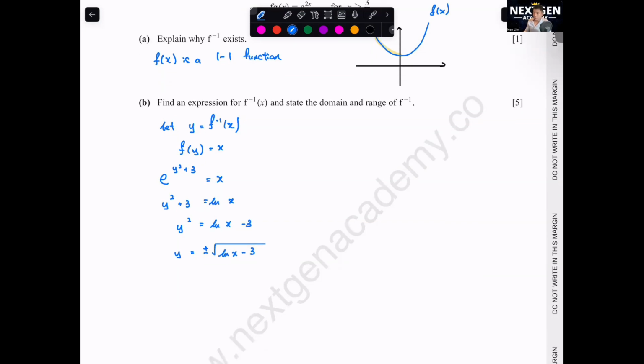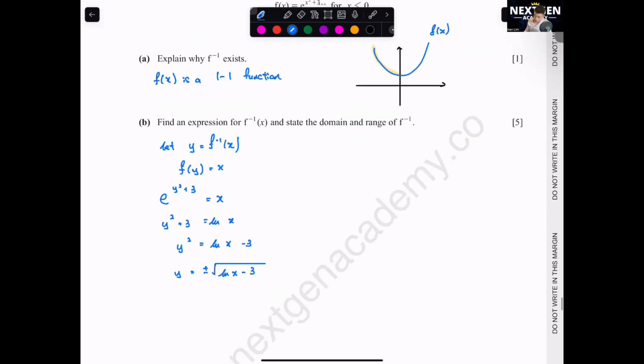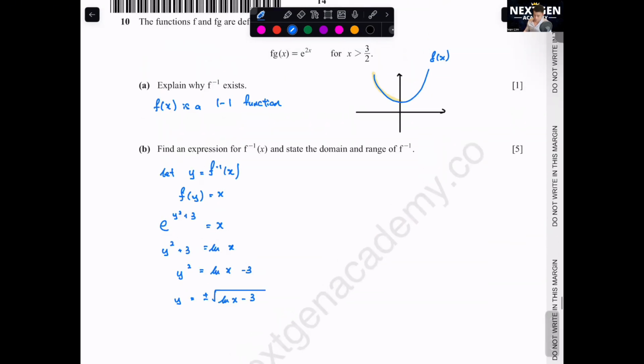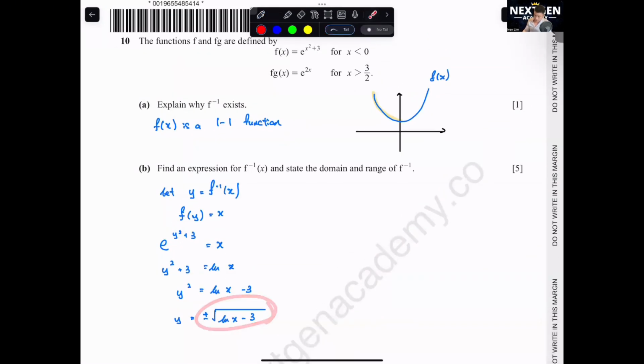Do I take both the values here? So this is my f inverse x. We have to check whether we want to consider both plus and minus. Domain of your fx will become range of f inverse x. We have to remember the theory: all your x will become y, all your y will become x. That means the domain for your original fx will become the range of f inverse x, and your range will become your domain.